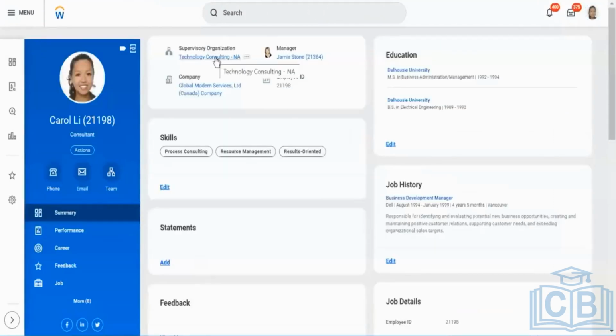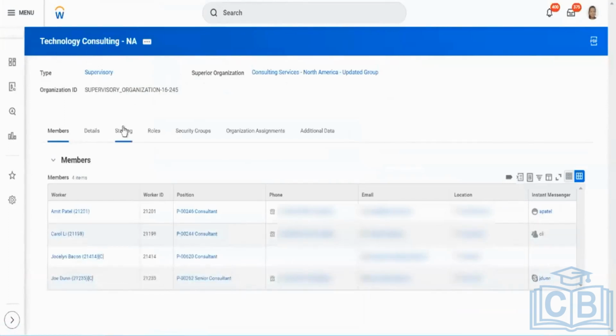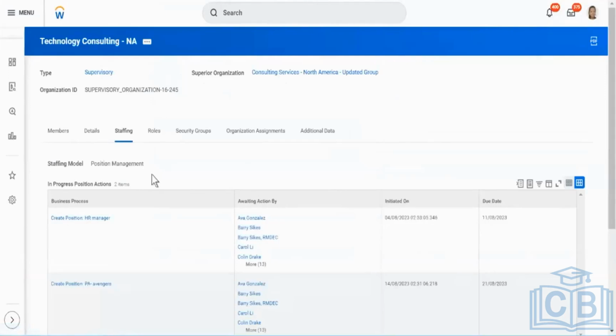Yeah. Alright. So let me show you that as well. We saw the same organization yesterday, Technology Consulting NA. If I go to the Staffing tab, this is a position management-based supervisory organization, which means if I want to hire people in this organization, I need to create positions. Without creating positions, I cannot hire any new person in this supervisory organization. Is that clear on this fundamental concept?